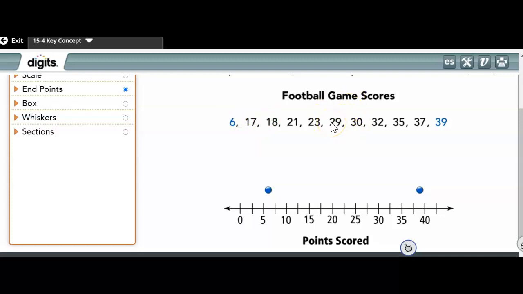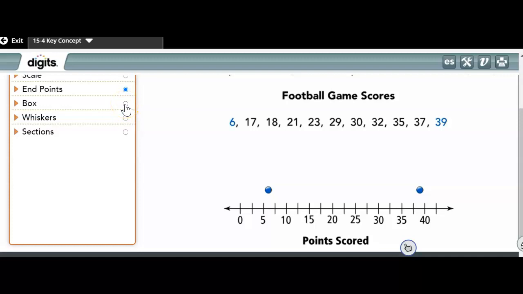29 is my median. Then my upper middle is going to be 35, two and two, not including my median. And 18 is going to be my lower middle. Those three values are going to create your box.